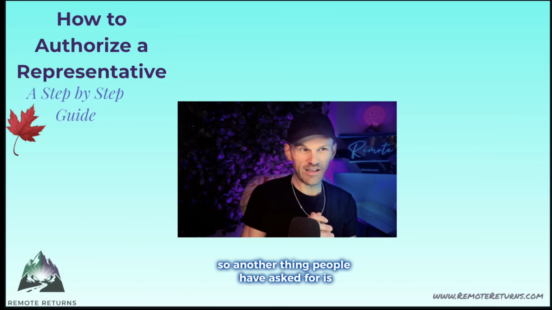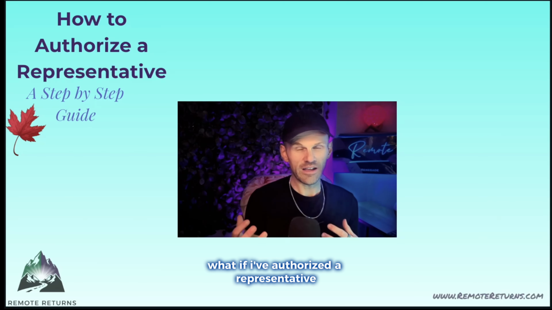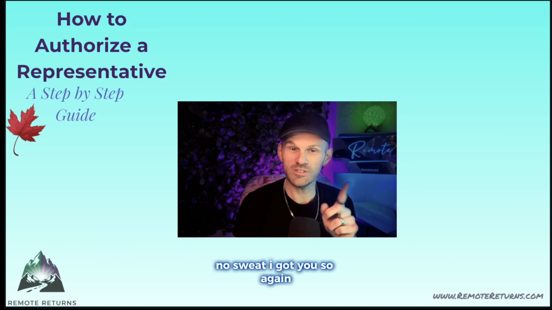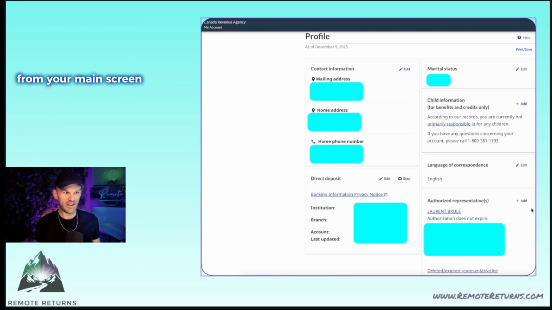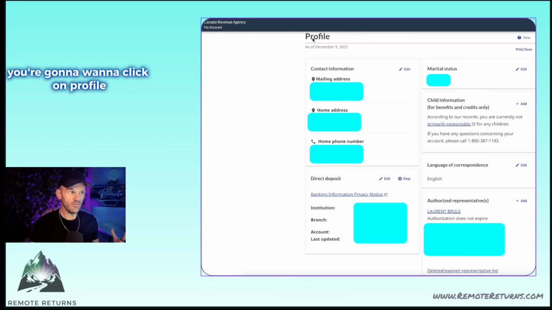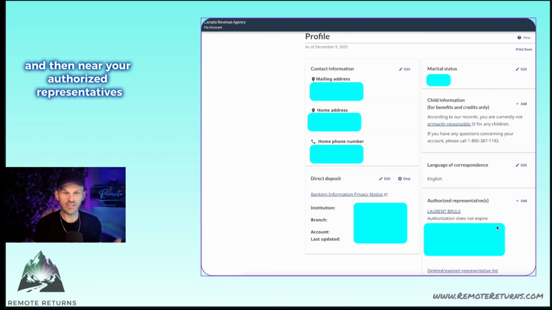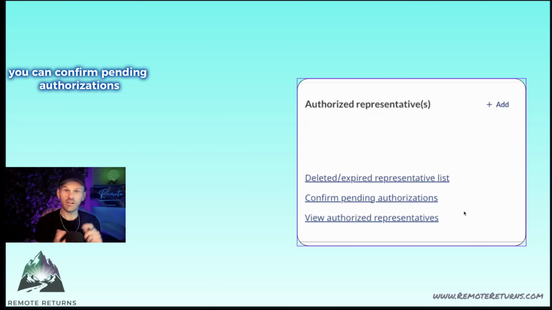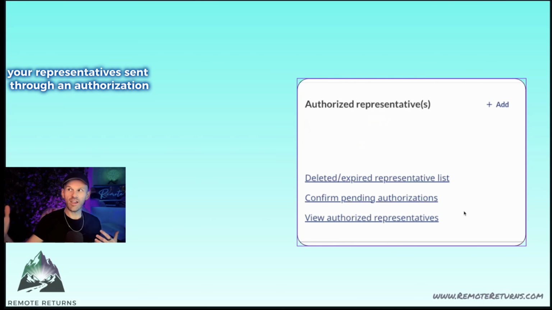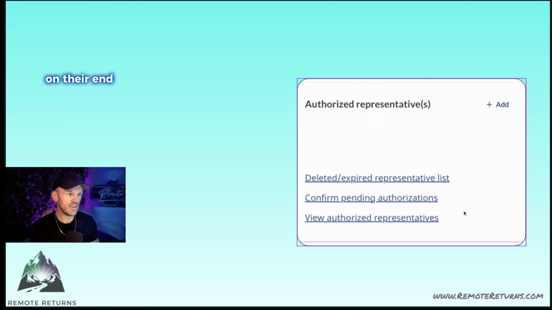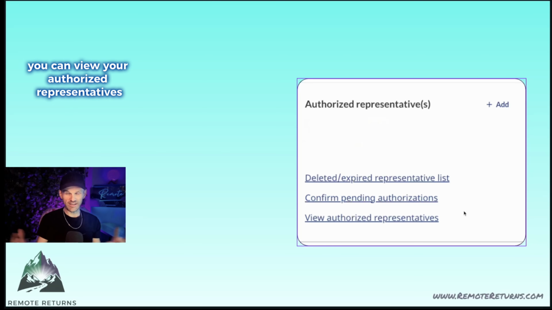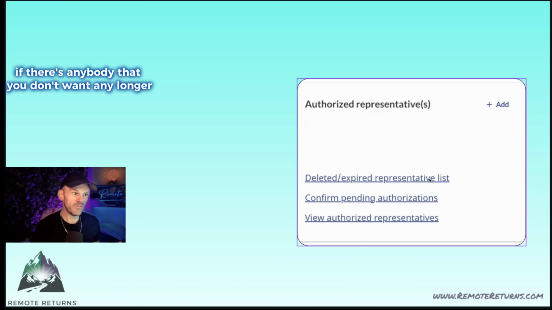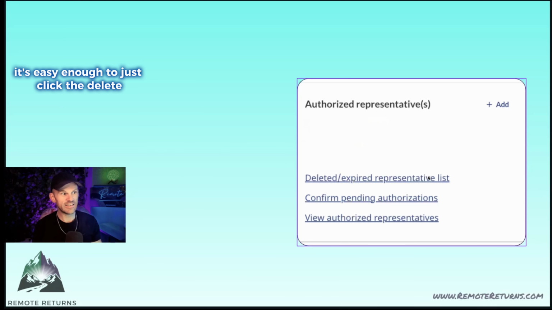Another thing people have asked for is, what if I've authorized a representative a long time ago and I want them off of there? No sweat, I got you. Again, from your main screen, you're going to want to click on Profile, and then near your authorized representatives, underneath it, there's going to be a few different options. You can confirm pending authorizations, which is when your representative sent through an authorization on their end. You can view your authorized representatives, so anybody that you've authorized in the past will be there. And if there's anybody that you don't want any longer, it's easy enough to just click delete.